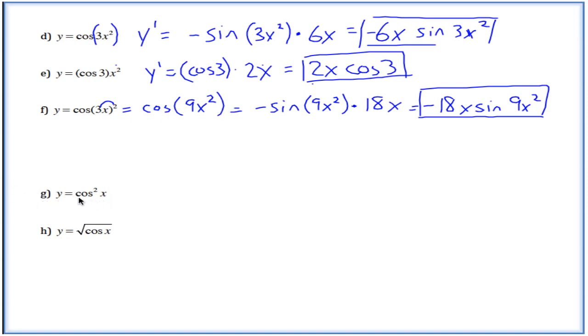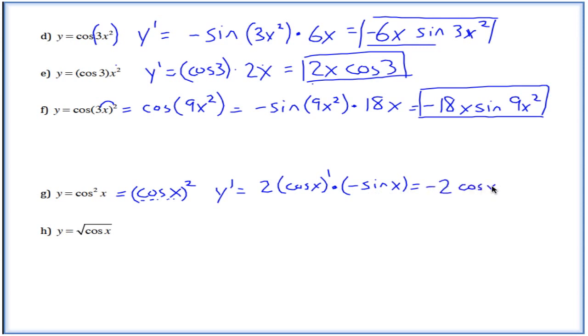Now in letter G, when we see cosine squared x, I'm going to encourage you to rewrite this as cosine of x squared. Now you can see our chain rule is going to be, we have the inside function of cosine x, and we're going to use our general power rule here to find our derivative. So we're going to get 2 times cosine x to the first, and then times the derivative of cosine x, which is negative sine x. And we'll clean this up a little bit. We'll put the negative out in front with the 2, and then we're going to have cosine x times sine x.